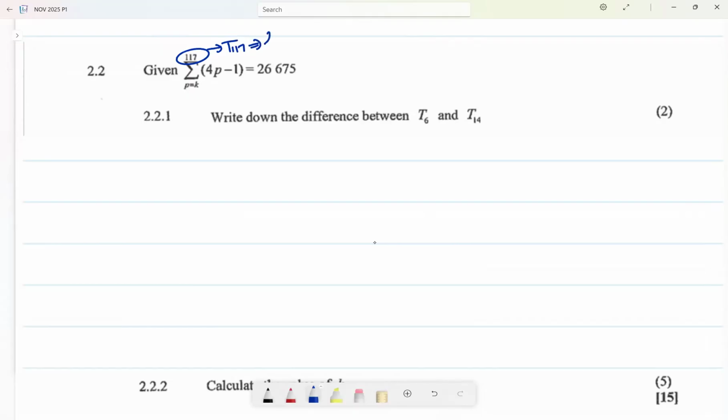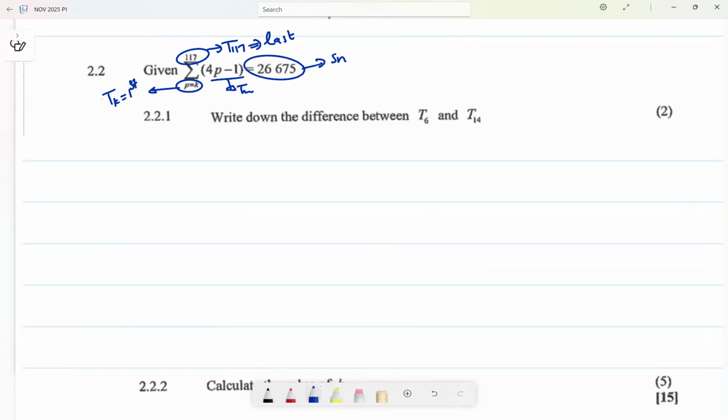T117 is your last term. Then this one, Tk, is your first term. So this is your Tn, okay? And then you are giving the sum. Okay, this is the sum. You are giving the sum of whatever terms that we have thereof.